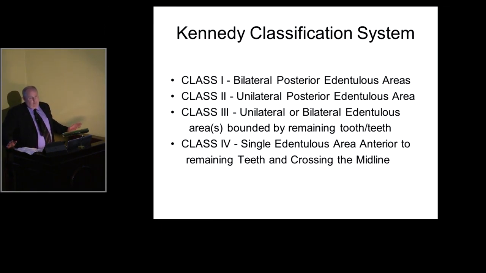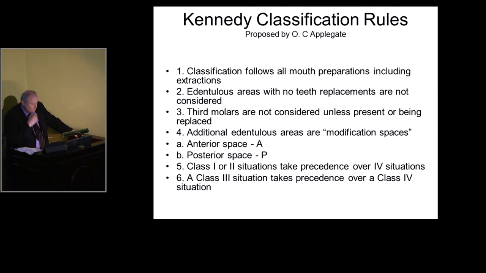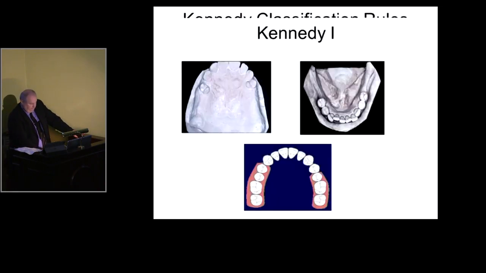That's one that people commonly get muddled up. They'll say, oh, it's a Kennedy 4 modification something. It can't be, because it's the only edentulous space. The rules. After all the extractions are done, rule 3, third molars not considered unless present. So if they're there, it's part of the classification. And then modifications. And then, like I said, knowing where does class 4 fit into the whole equation. 1 and 2 take precedence over it, and 3 takes precedence over it.